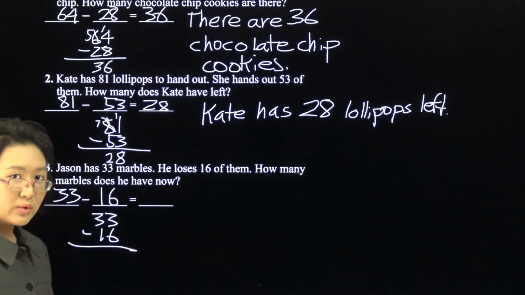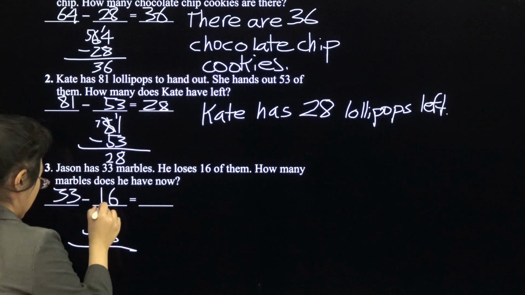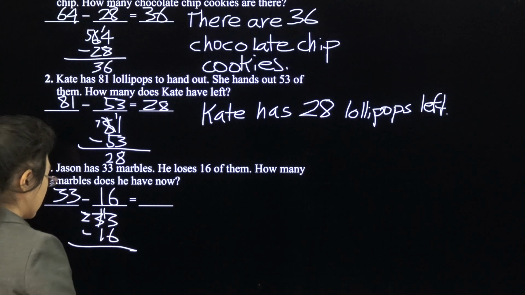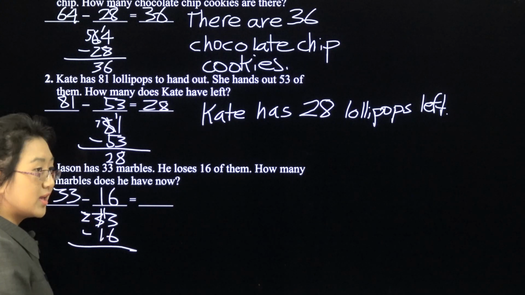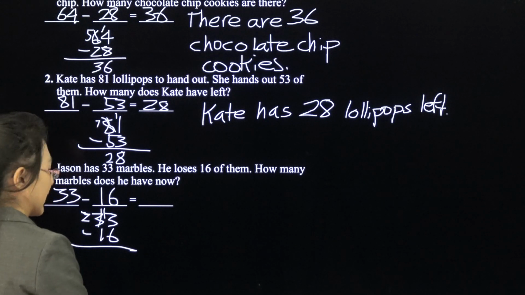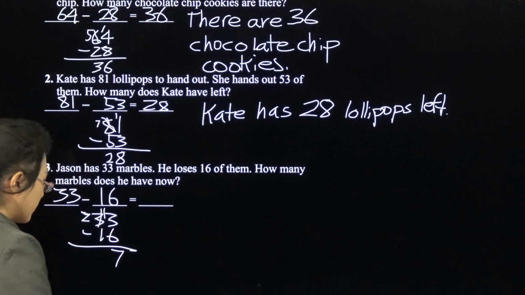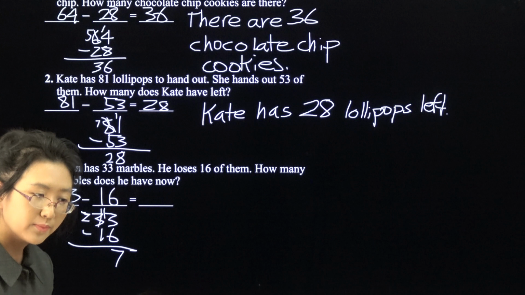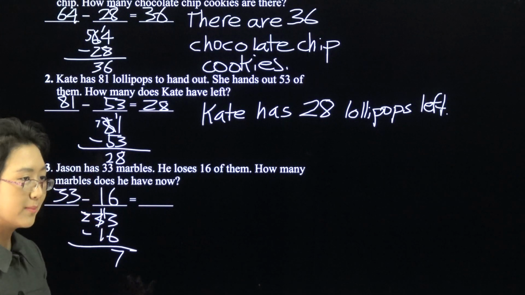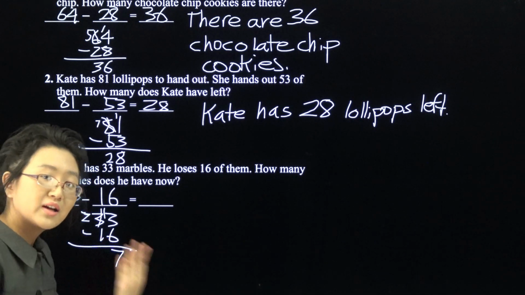Our ones place is 3 minus 6, which doesn't quite work. So we regroup. And we get 13 minus 6. And what's that? 7. When you regroup, you only need to regroup 1, okay? Do not regroup, say, 2 and become 23 minus 6 because that would be more than 10, and then you need to regroup again, which makes everything a lot more complicated.